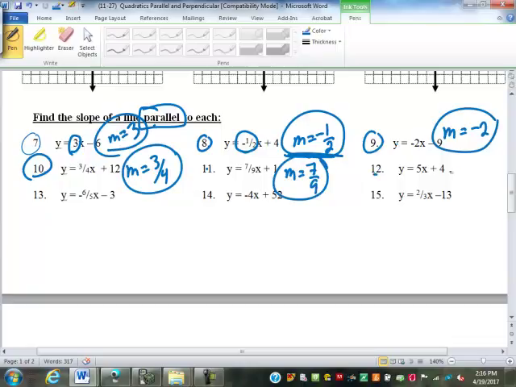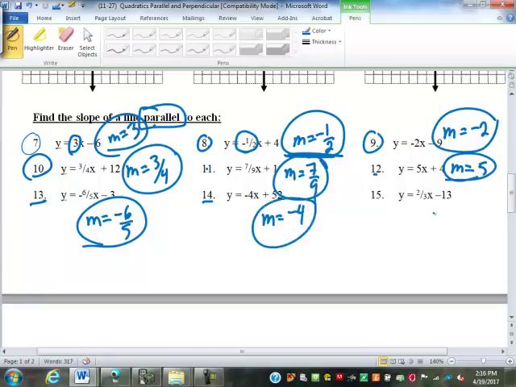Number 12, the slope of this line is 5. A parallel line will have a slope of 5. 13, the slope of this line is negative 6 over 5. Good. And the parallel will also be negative 6/5. For 14, the slope of this line is -4. -4, and a parallel line will also be -4. 15, the slope of this line is 2/3. 2/3, and a parallel line will also be 2/3.